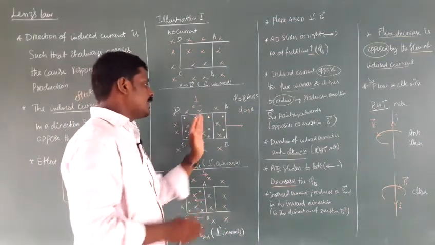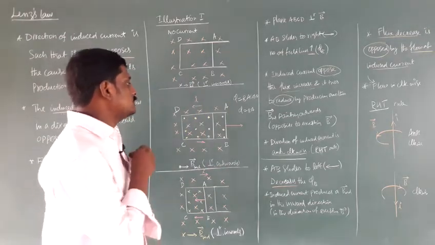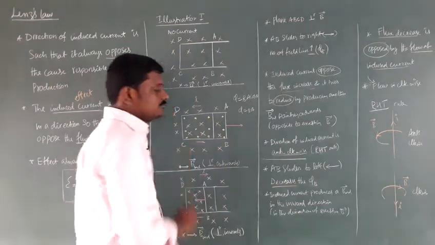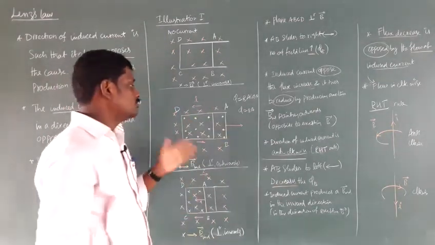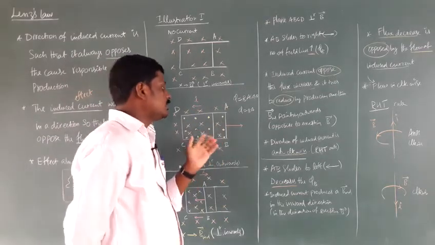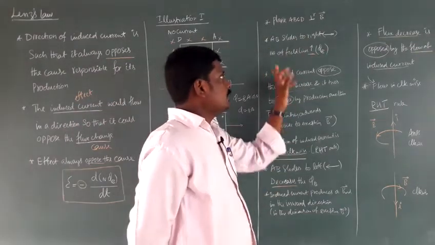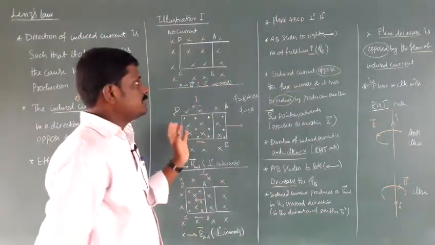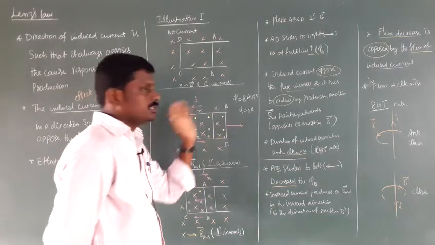I am sliding AB towards the right. Then there is an increase of area, and an increase of area means an increase of magnetic flux. The number of field lines passing through ABCD increases. So when AB slides to the right, the number of field lines through ABCD increases, and an induced current flows in the circuit.